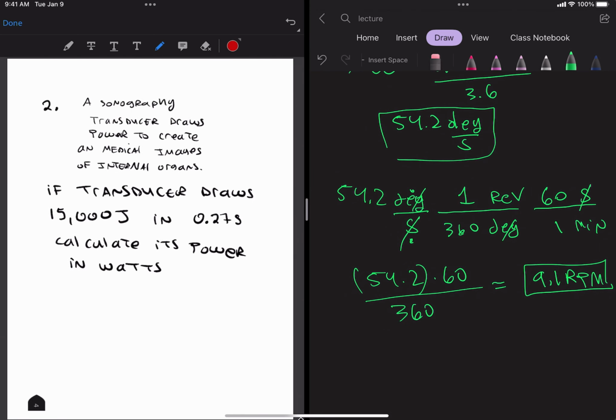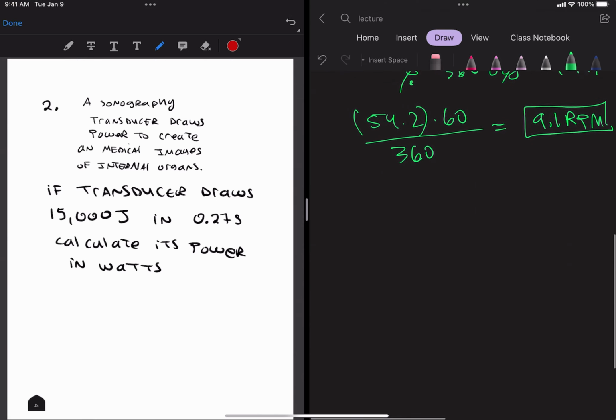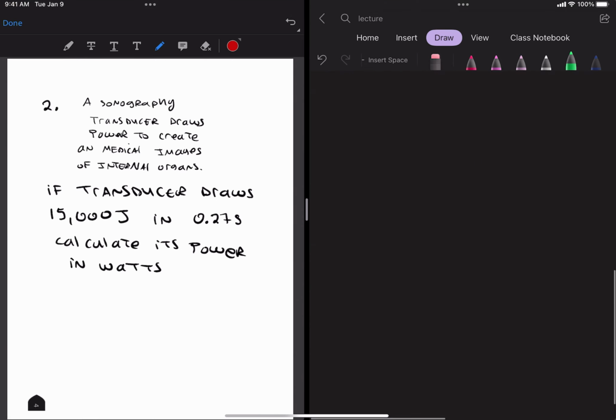Alright, so now let's try the next one. It says a sonography transducer draws power to create medical images of internal organs. If the transducer draws 15,000 joules in 0.27 seconds, calculate the power in watts to operate the device. So go ahead and pause, try to solve this, and when you're ready, unpause.